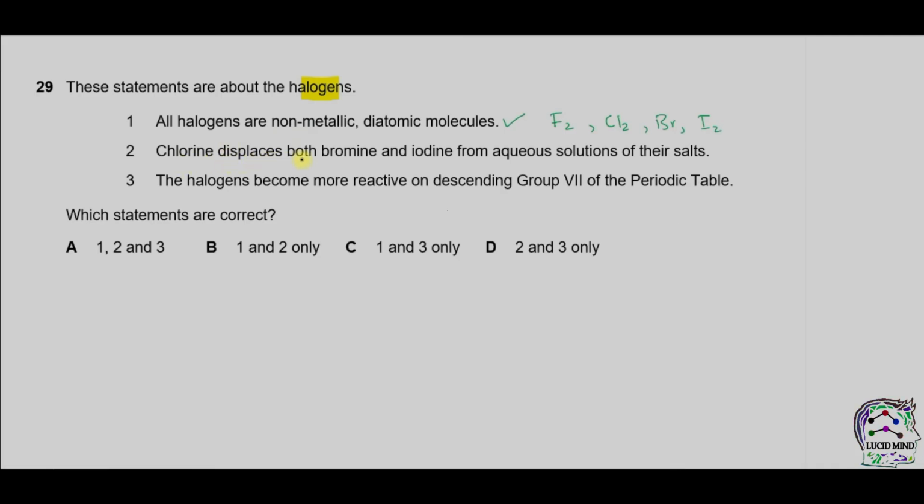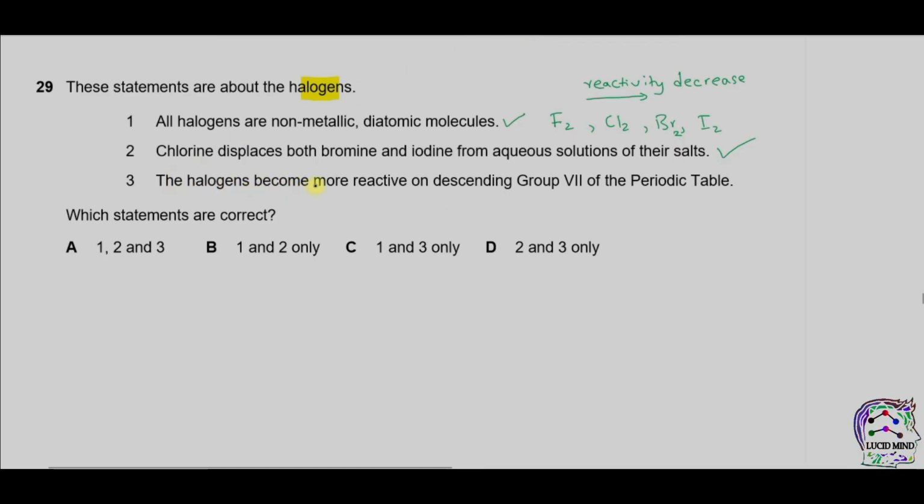Number 2. Chlorine displaces both bromine and iodine from aqueous solutions of their salts. Now as we move down the group from fluorine to chlorine, chlorine to bromine, the reactivity decreases. It means that chlorine is more reactive as compared to bromine and chlorine is also more reactive as compared to iodine. So yes, chlorine can displace both bromine and iodine from aqueous solutions of their salts.